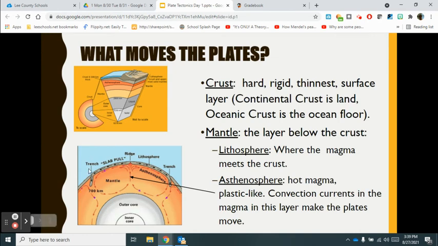They have up here trenches. You can see slab pull where it's pulling it down here. It's going under the other plate. We have a ridge here, a trench over here.